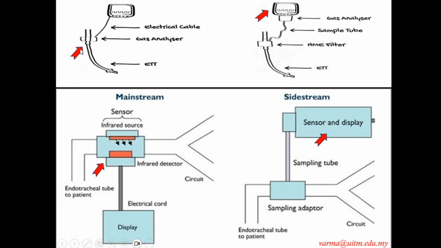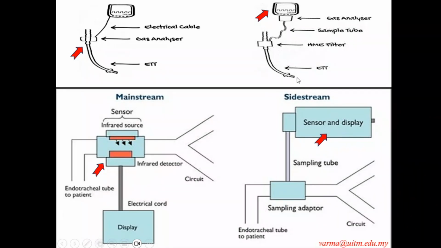So this is your ETT, this is your analyzer. So this is a mainstream analyzer. It is in the main circuit, that's why it's called a mainstream analyzer. The analyzer is placed in the main circuit, connected as near as possible to the ETT. The exhaled gas from the patient will go through the sampling chamber in the analyzer, and the measurement will be displayed directly on the monitor. So this is your mainstream.